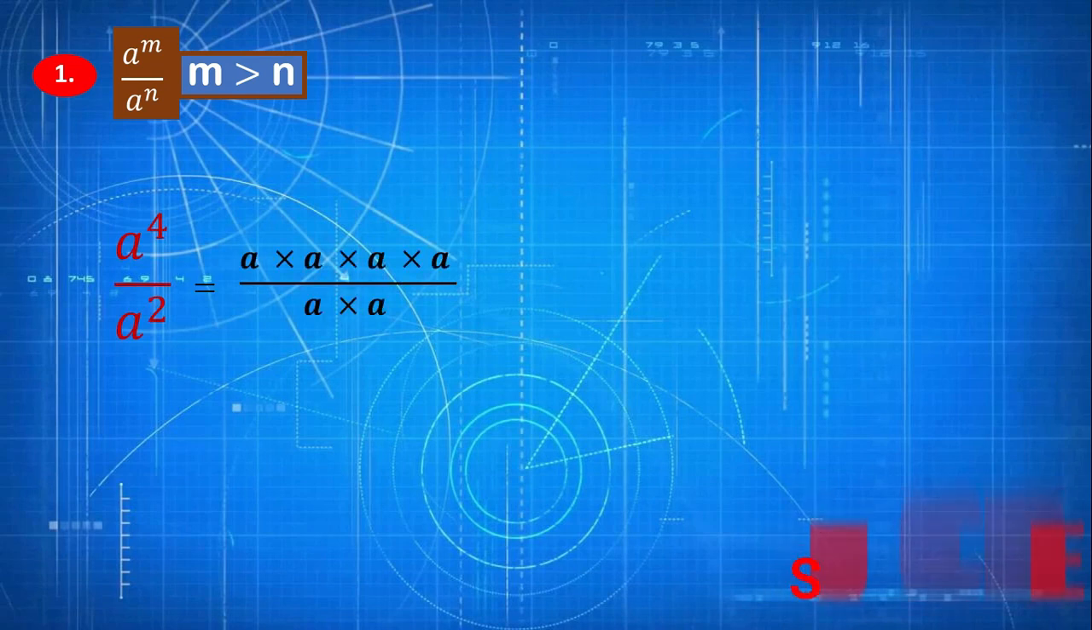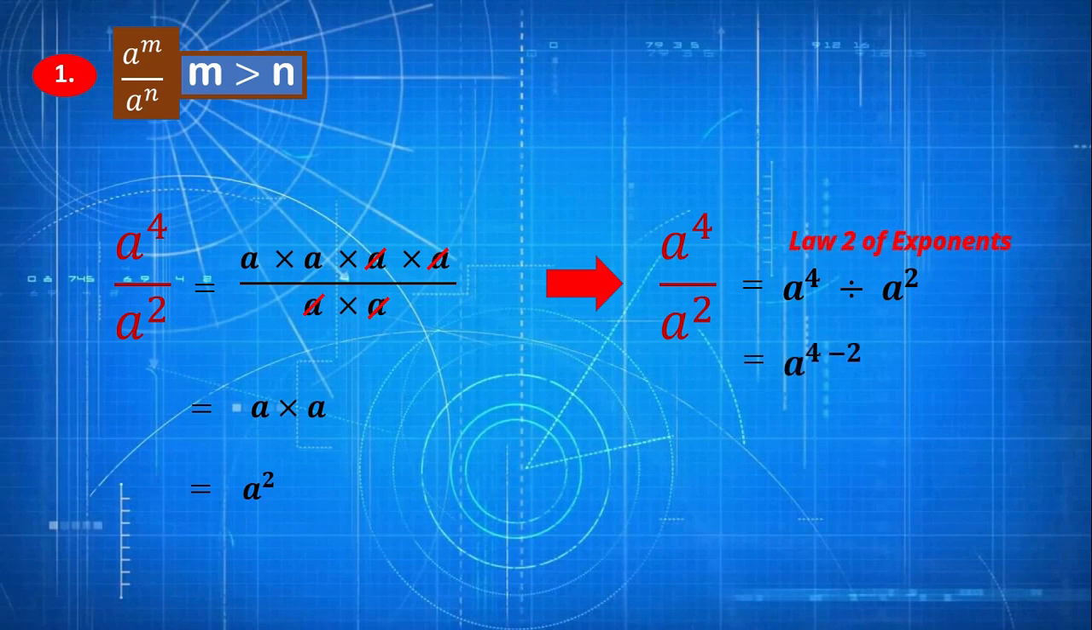Now, still in part 1, if we have a to the power of 4 divided by a squared, and we expand it, we will get a 4 times divided by a 2 times. Now, if we take away the 2 a's up and down, we remain with a times a, and this is a squared. If we try a different method by getting a to the power of 4 divided by a squared, you can see that we will subtract the exponents since the bases are the same, and still we get a squared.